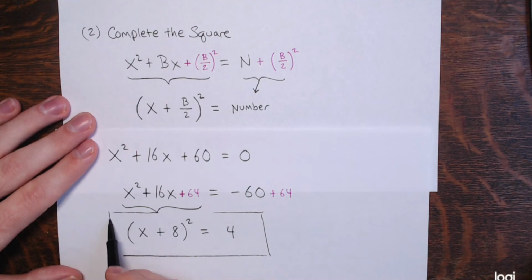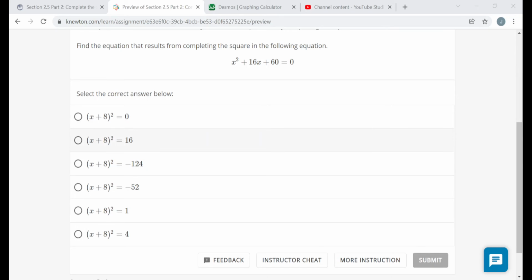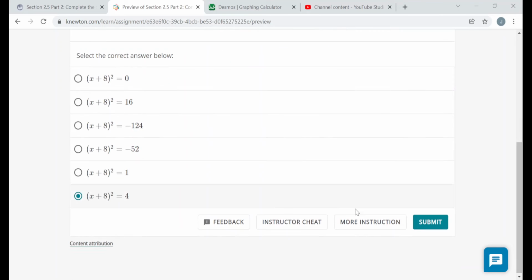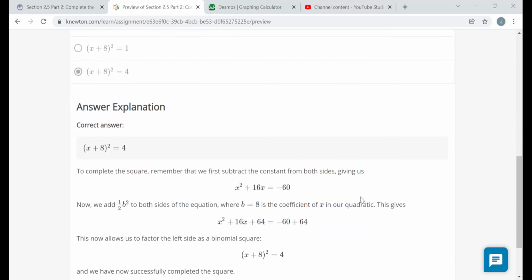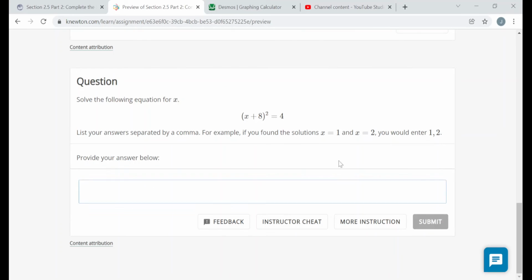I'm pretty sure they're going to have us solving for the second part, but we have the x plus 8 quantity squared equals 4. That's this last option here. All right, and then like I said, when I hit continue, I'm pretty sure they're going to have us solve the equation, right? Moving down, say now actually solve the equation for x.